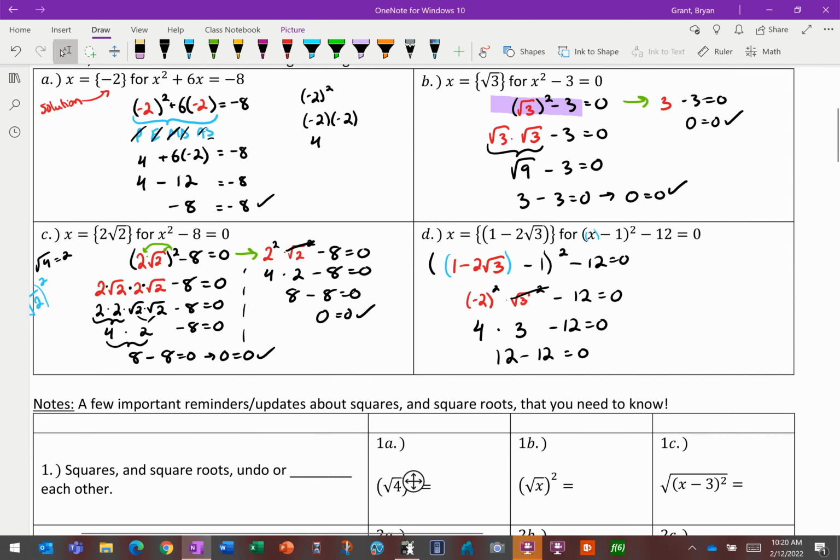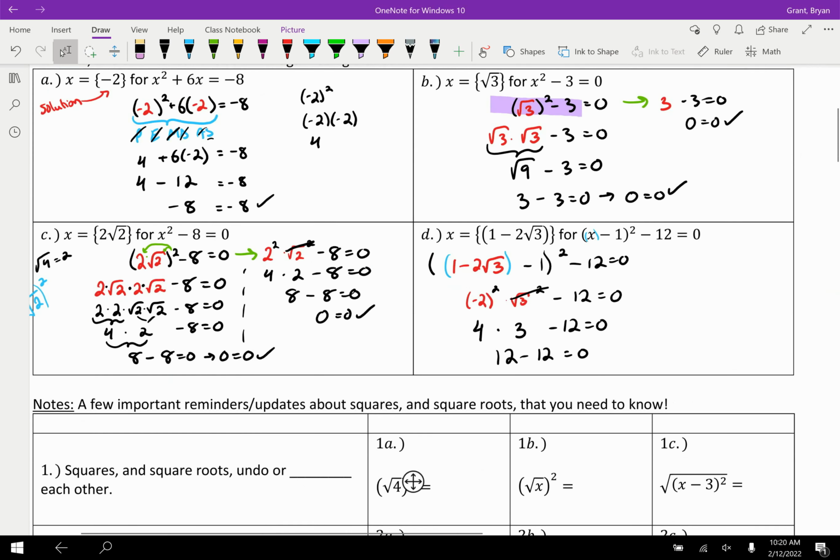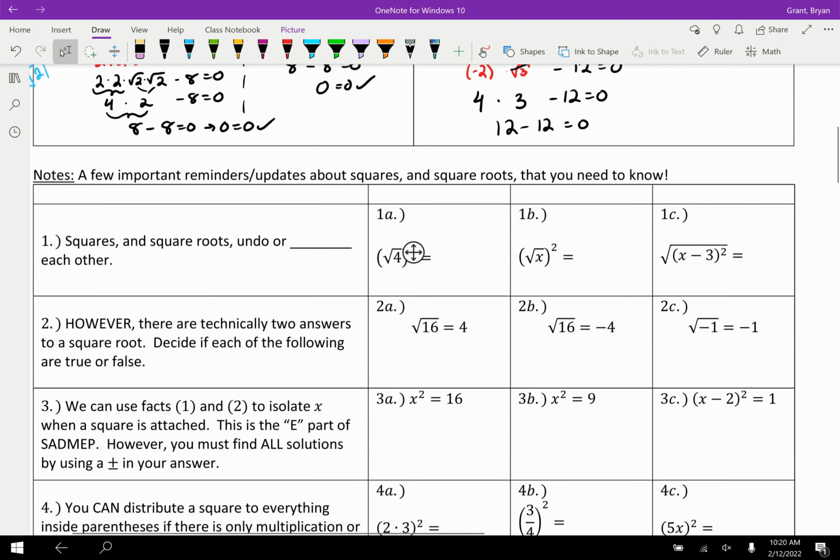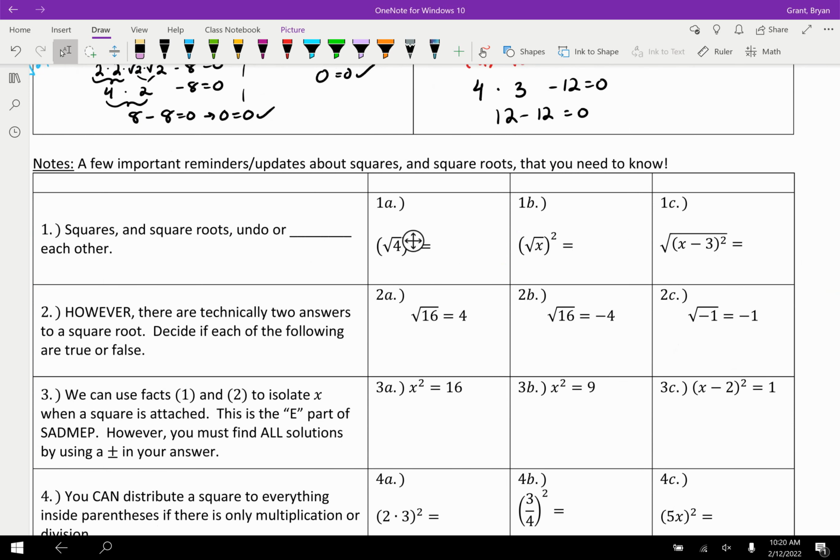All right, so there is somewhat a longish opener, but I think it really helps remind you of how PEMDAS and your calculator, which you'll need the next couple of days, work. Now, to put everything together to be successful for today, we need a few reminders and then also some updates about squares and square roots.